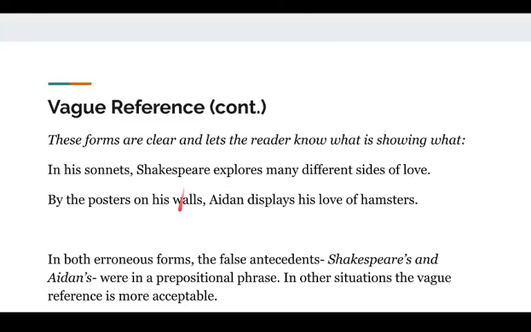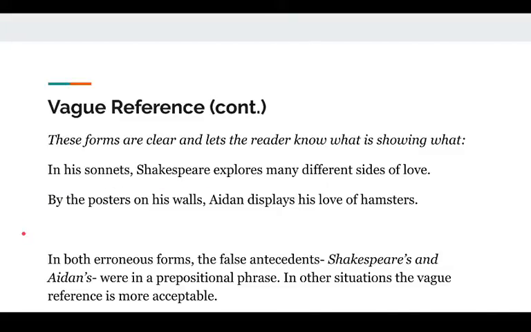We also get rid of the possessive here by saying that by the posters on his walls, Aidan displays his love of hamsters. So Aidan is the one displaying the love of hamsters. We're not saying Aidan's posters are the ones displaying the love of hamsters. So these are just two sentences that show the same way to clear up a vague reference, by making sure that the possessive word is not the antecedent.